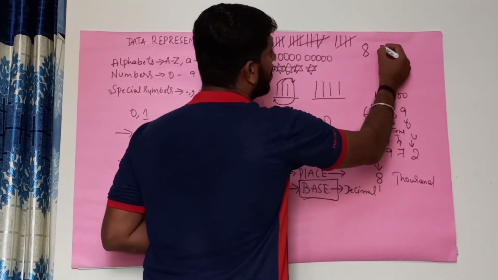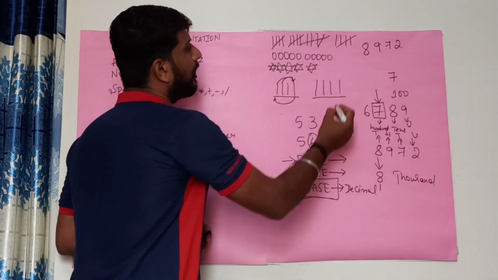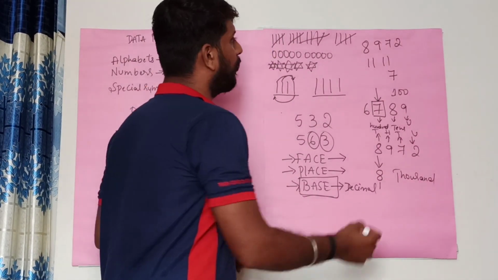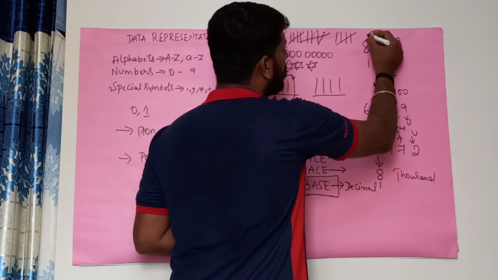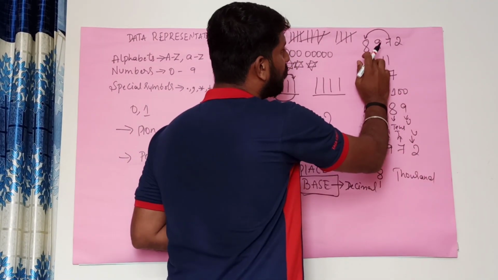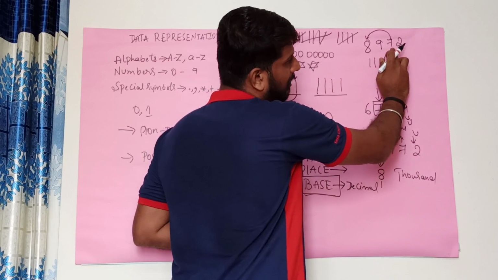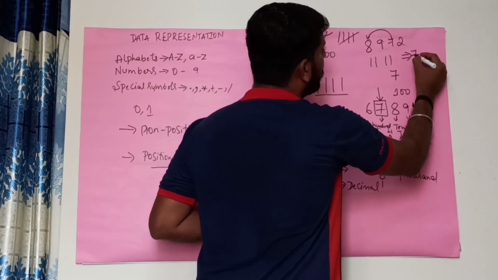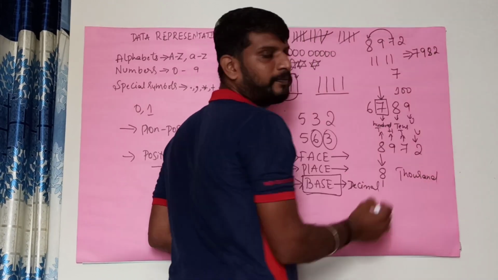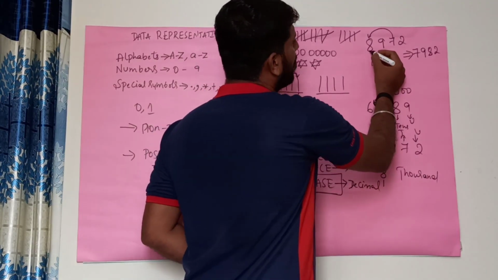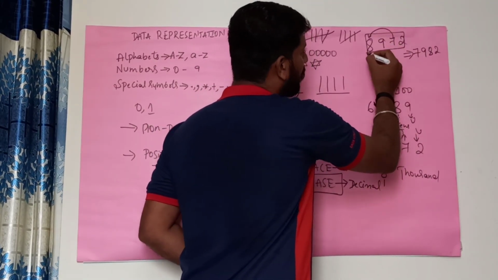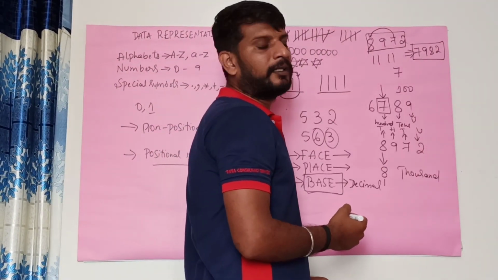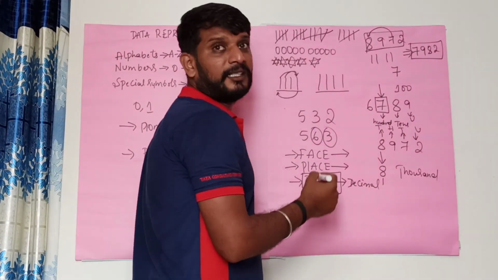So I have taken the same example 8972 and I am taking the non-positional number system. Now what I will do is I will change the position of this particular number to over here, and this number I will change the position over here. I will interchange the position. So what happens is 7982. So the value of this particular number is different from the value of this particular number. So that is called the positional numbering system.